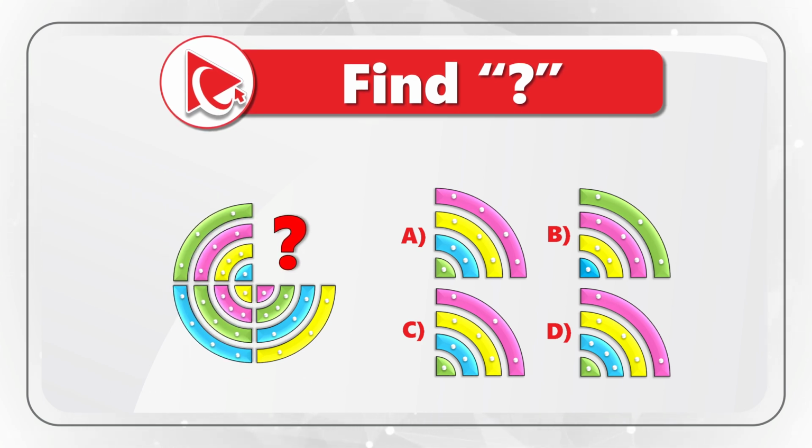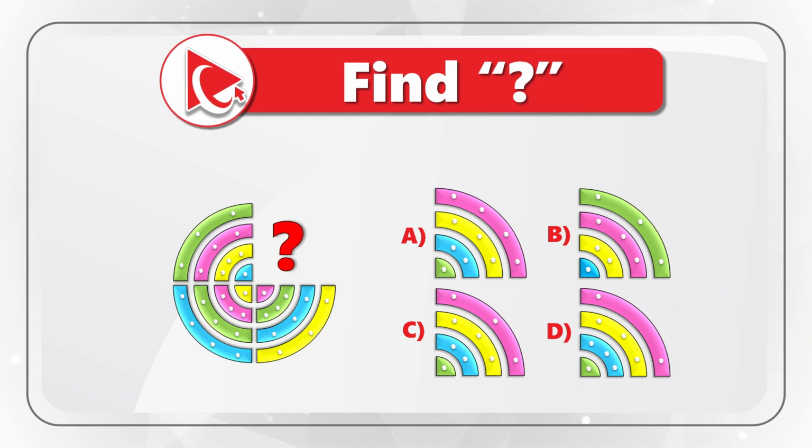Now, let's take a close look at the green section at 5 o'clock. When we move to the 7 o'clock section, it becomes second from the outside. And when we move to the 10 o'clock section, it becomes the most outside section. But color moving to the outside is not the only pattern here.